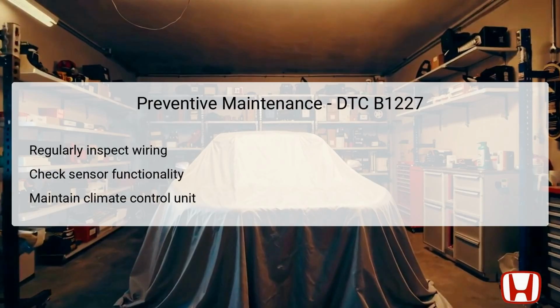Preventive maintenance is crucial in reducing the likelihood of encountering DTC B1227 in the future. A practical approach includes regularly inspecting the wiring connections associated with the outside air temperature sensor. This ensures that any potential issues, like fraying or looseness, can be addressed before causing a circuit failure.